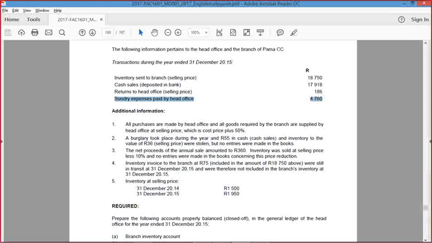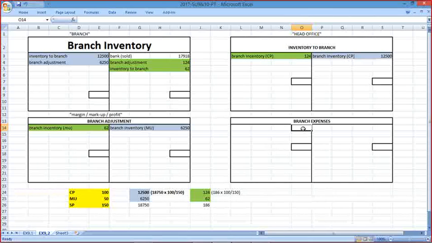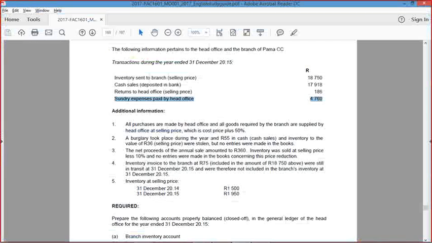Where does that go? It'll be branch expense account. Good. 4760. Bank. Perfect. Next. So that's it. As simple as that. Yes, because it's a branch expense. You said go to the branch expenses. You're right. Now we're looking at additional information.